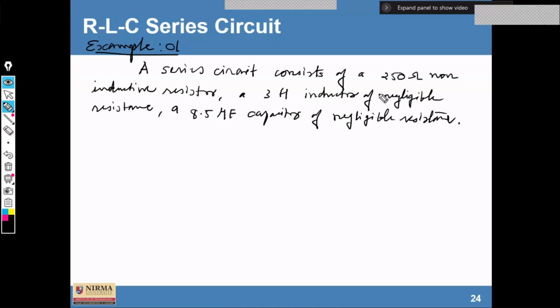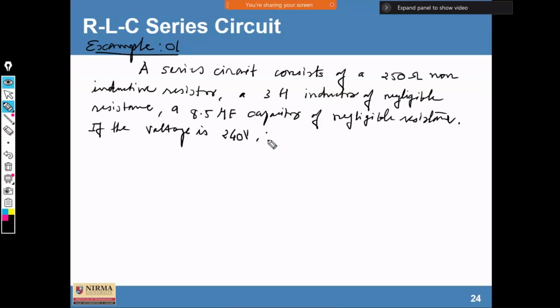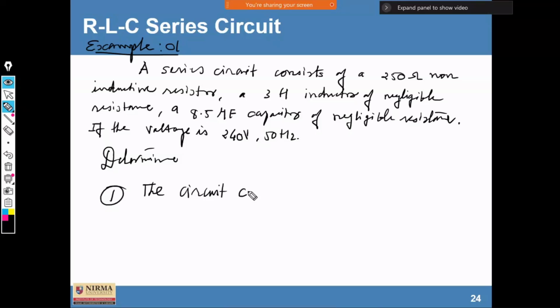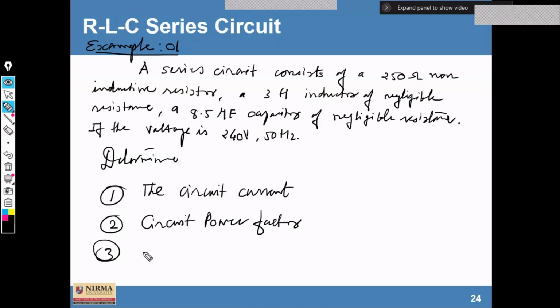A series circuit consists of three different passive elements. If the voltage is 240 volt, 50 hertz, then determine number one, the circuit current, number two, the circuit power factor, and number three, the total power consumption.